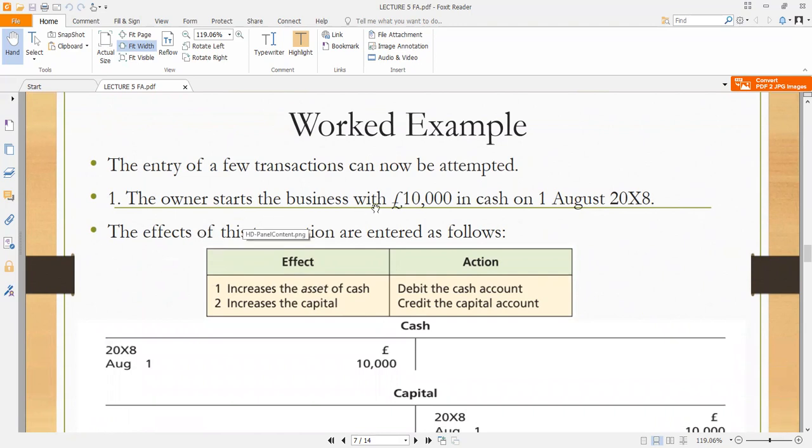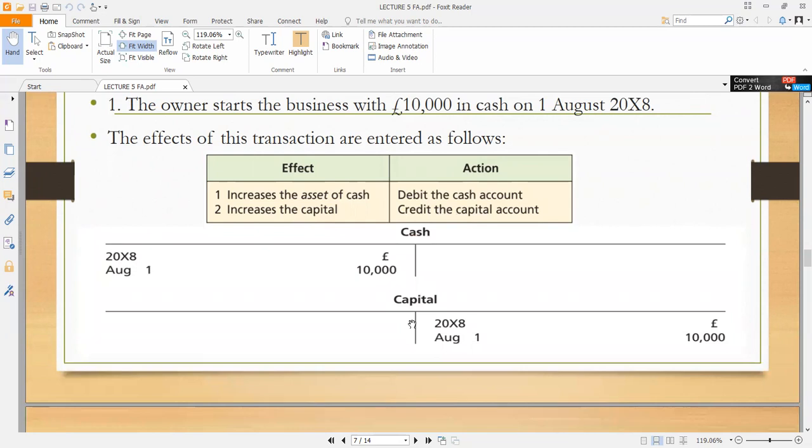The owner starts the business with 10,000 pounds in cash on August 2. The effects of this transaction are entered as follows. We've got an increase of the asset, so the action is to debit the cash account. The asset increases in terms of cash. Then secondly, we have an increase in the capital, so we are crediting the capital account. I'm sure now it is very simple to understand.